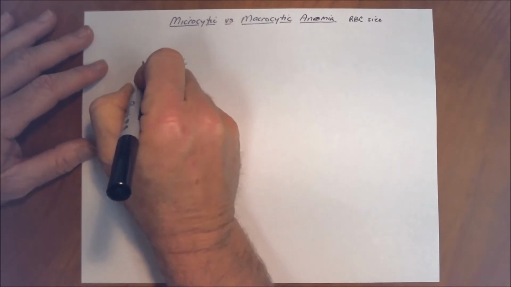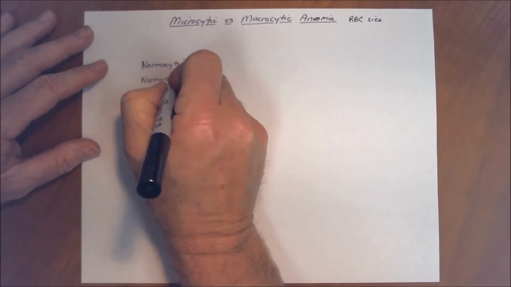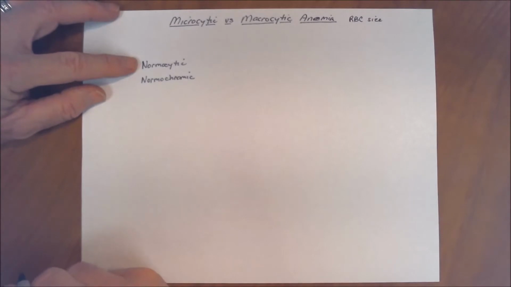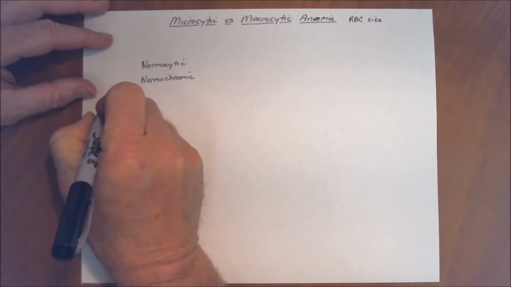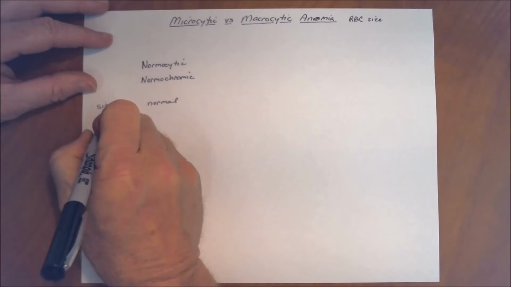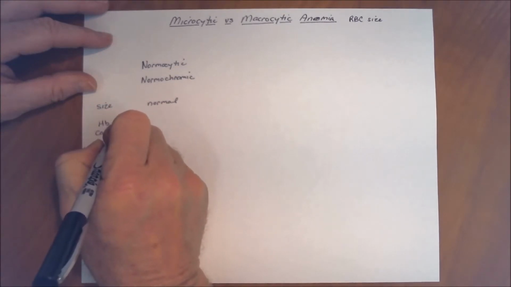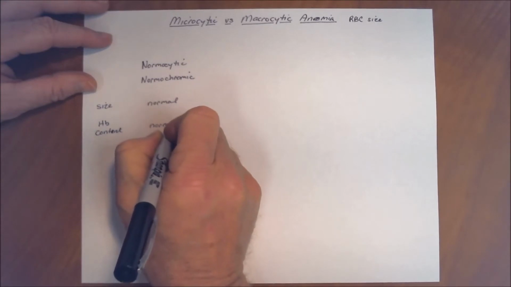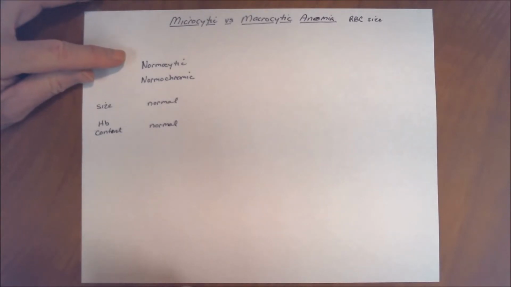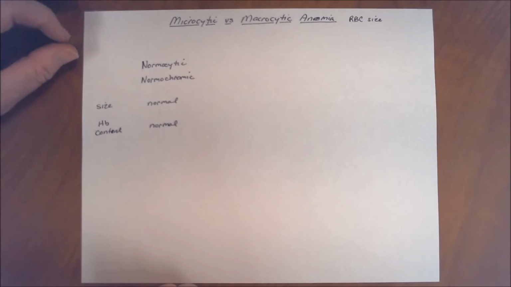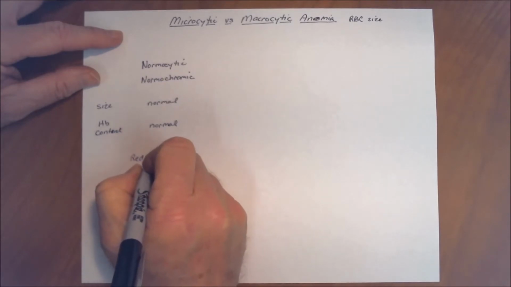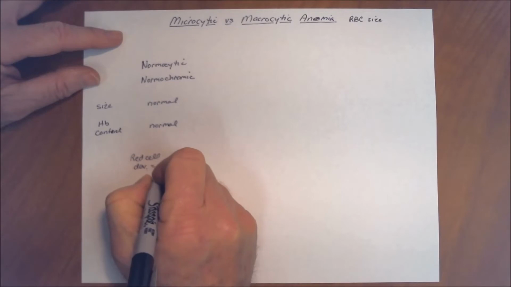normocytic, normochromic. This typically means that normocytic means that the size of the red blood cell is normal, and the hemoglobin content is also normal. So under these conditions of anemia, there is no inherent problem with red blood cell development. So red cell development is normal.